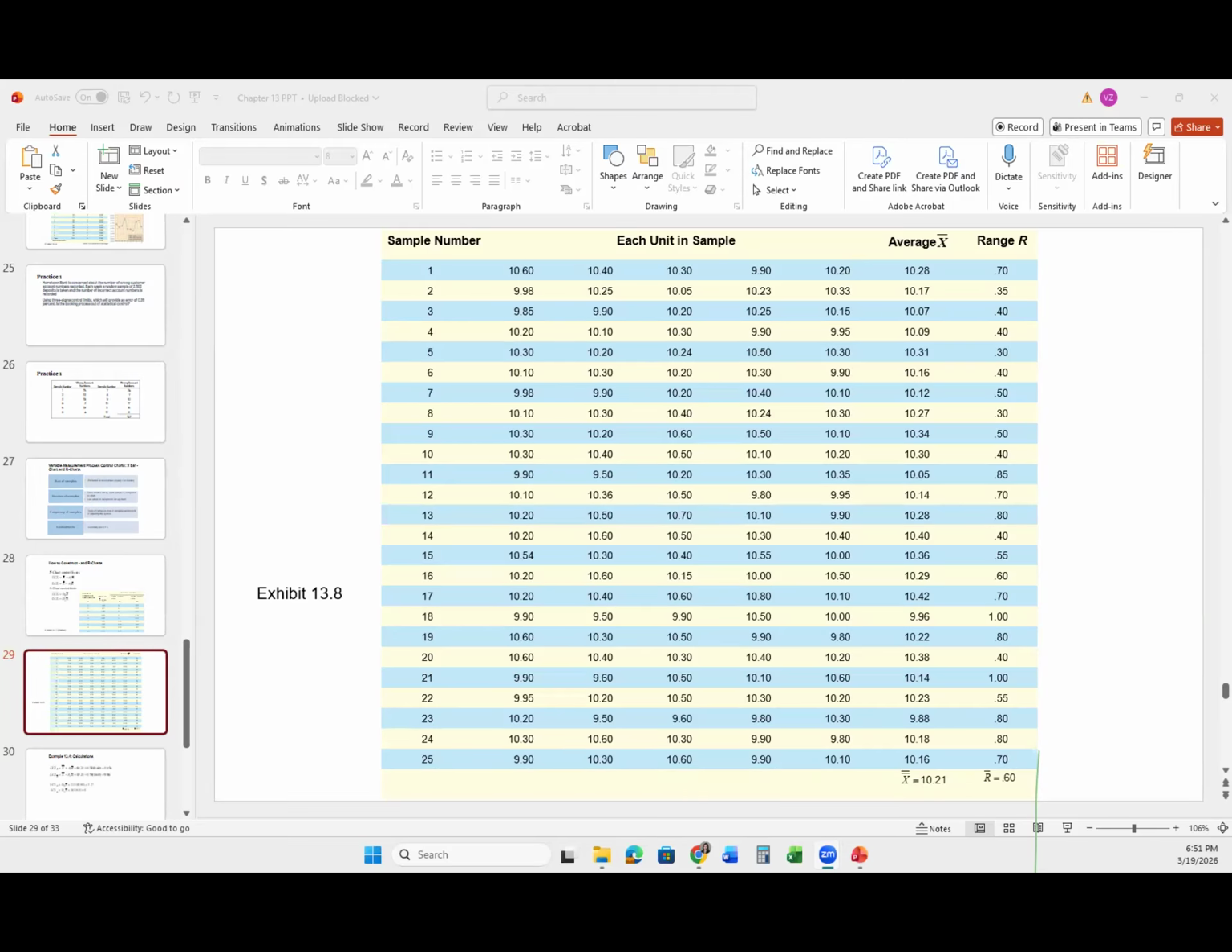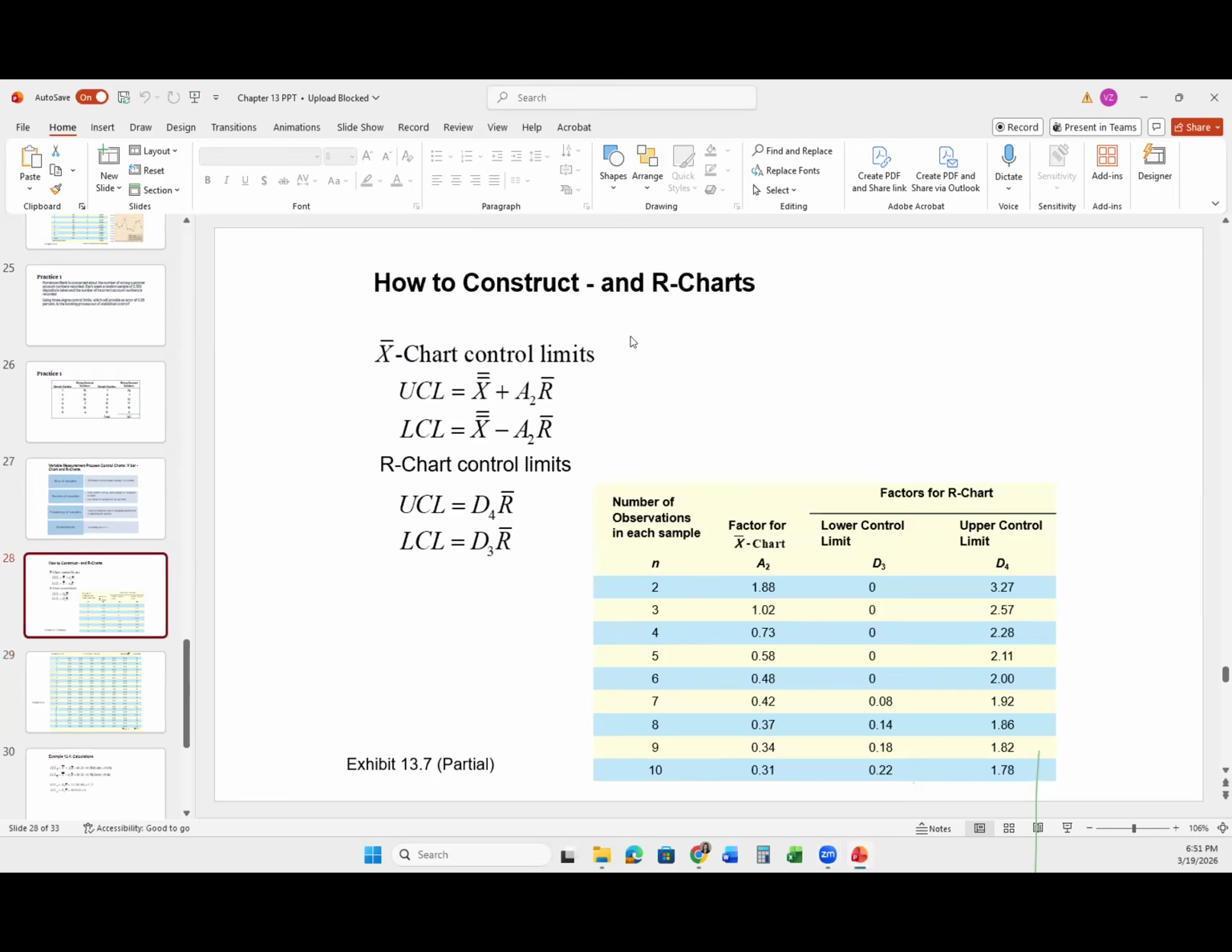And why do we need the sample size? If we review the formula here, we have A2 and D4, D3. Those numbers are constants, so you don't have to calculate them. You just need to find the sample size, then find those numbers based on it. For example, if sample size is 5, then A2 will be 0.58, D3 is 0, and D4 is 2.11.